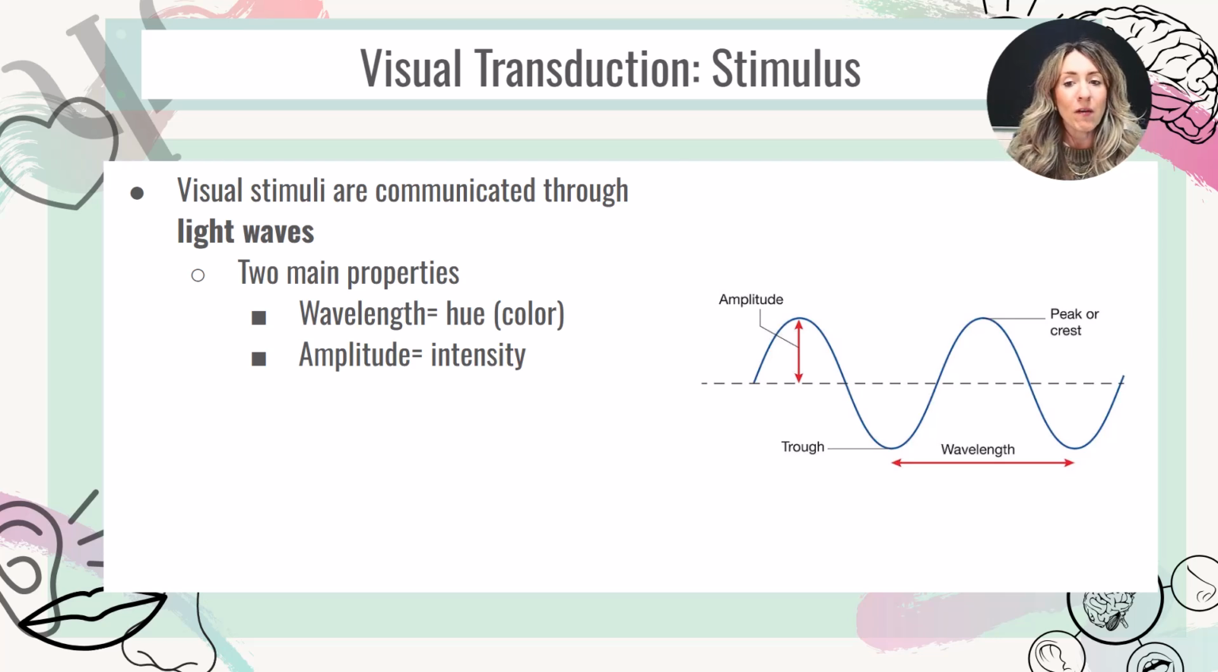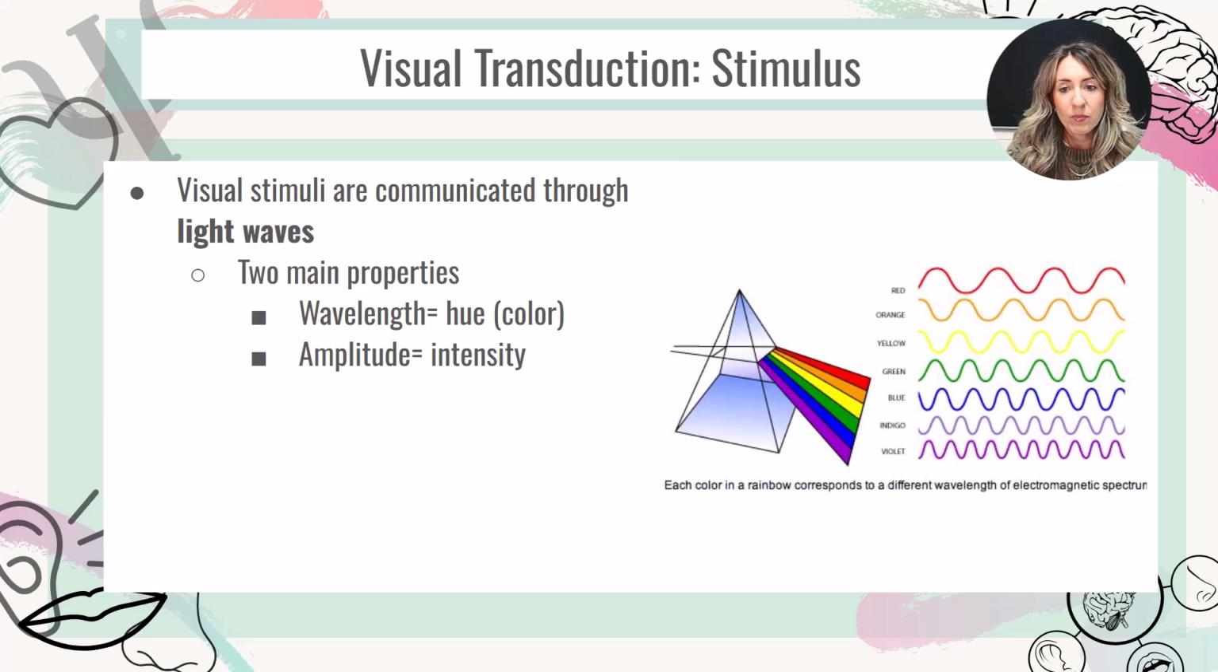If we're talking about the amplitude of a light wave, it's going to tell us how bright the color is, so the intensity of it. So if it's like a neon, or if it's really bold, or if it's faded, or if it's pastel, that's going to be determined by the amplitude. If you take a look at this visual here, it demonstrates all the different light waves in our visual spectrum. You see red wavelengths at the top, they have the largest wavelength, and then all the way down to violet, which is the smallest.